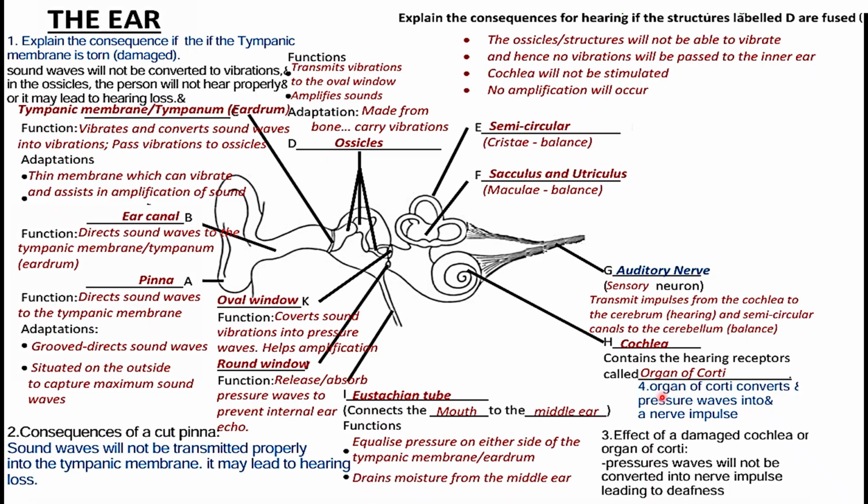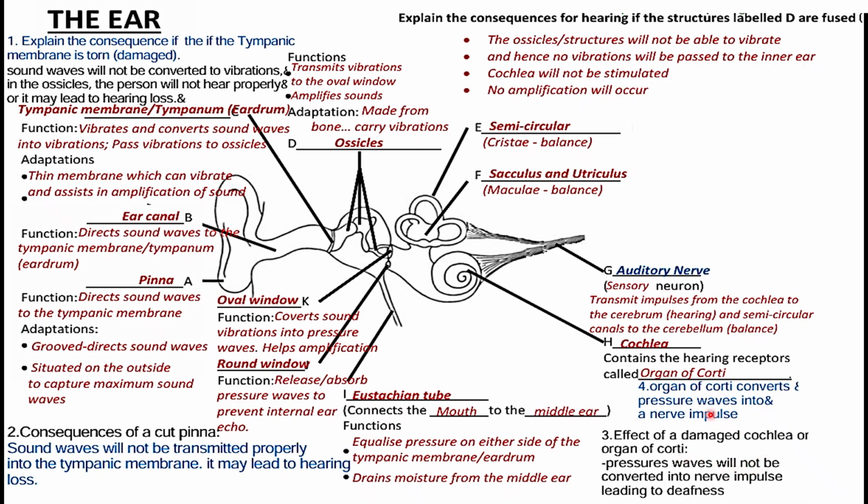What is its function? The organ of Corti converts pressure waves into a nerve impulse. So that is it here. Now we go down. What will be the consequence of a damaged cochlea, or if the organ of Corti is damaged? Then we have to write the opposite of its function. Then we say pressure waves will not... It's still the same function, but we have negated it. We have written the opposite statement of it.